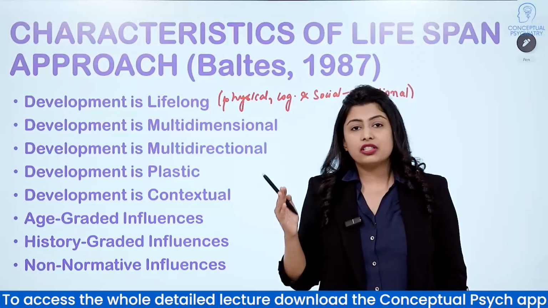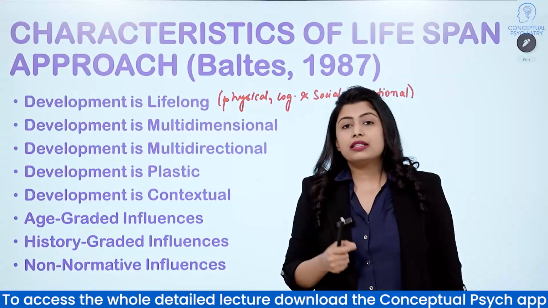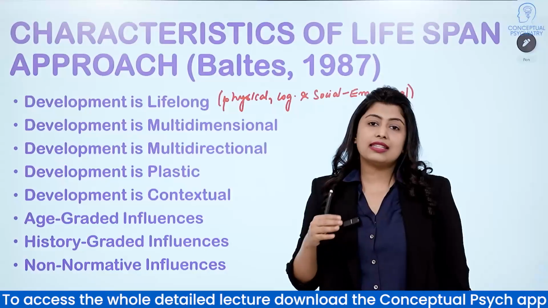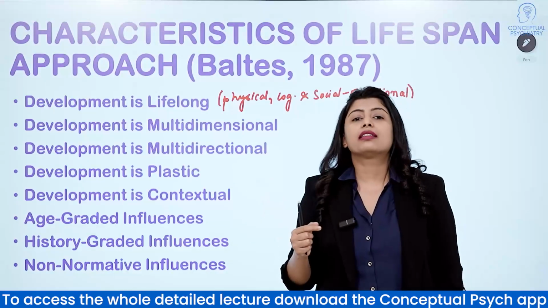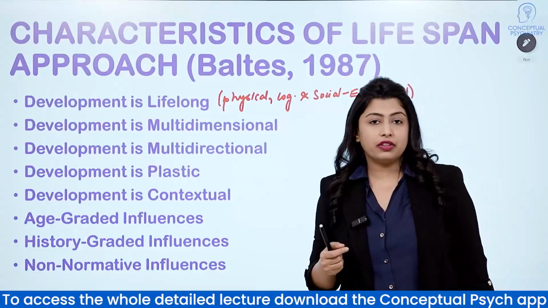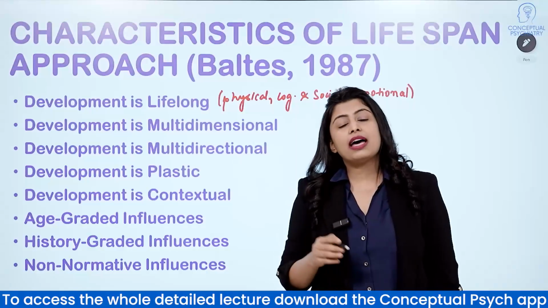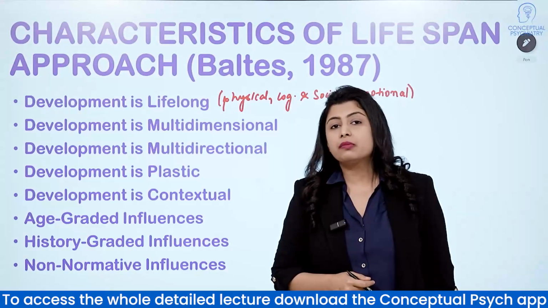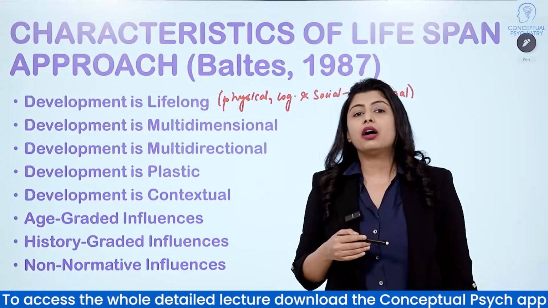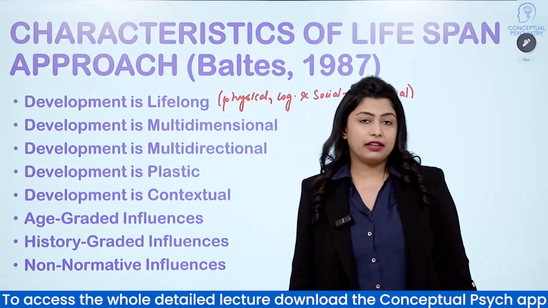The multidirectionality is also evident within the different domains of development. For example, an individual may experience a decline in their fluid intelligence as they enter late adulthood, but their crystallized intelligence may improve or remain stable as a result of their acquired experiences. Development is plastic. As per the lifespan perspective, development is plastic, which implies that people possess the capacity to be flexible across the various domains of development during all phases of life.